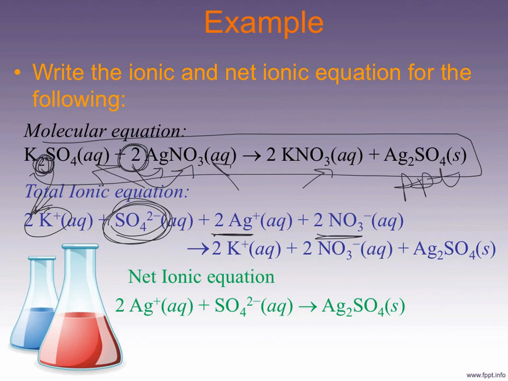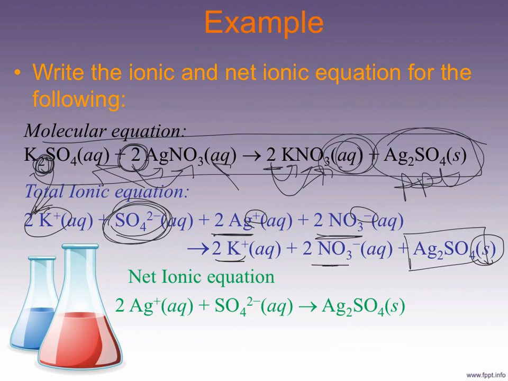You have to know, when you separate, you've got to know the charge of everything, all right? Now let's look at the products. We have potassium nitrate, which is soluble, so we have to separate it. We have 2 potassium, and we also have 2 nitrates. Look at the final product, silver sulfate. Silver sulfate is a solid, it's the precipitate, so you do not separate it.